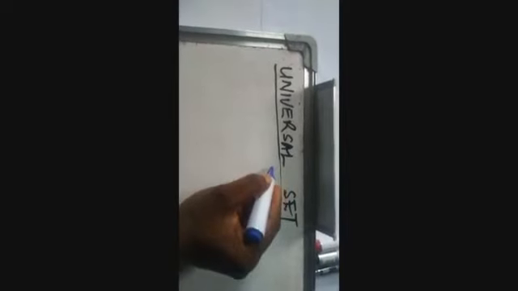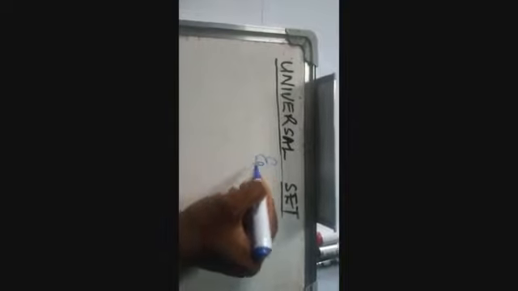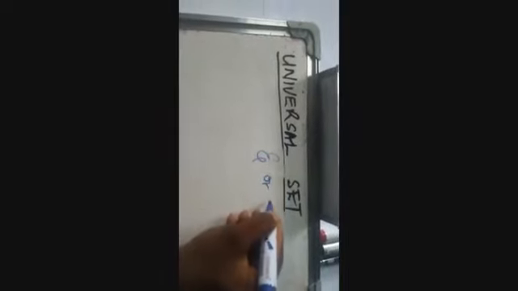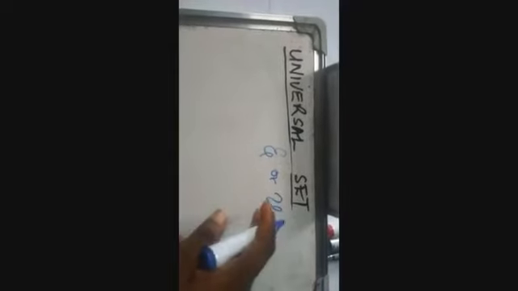Stay tuned. The universal set, denoted by this symbol, or sometimes by this other symbol, is the background set which contains all the elements being discussed under smaller sets.